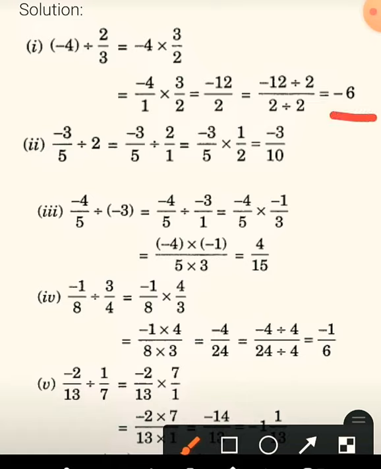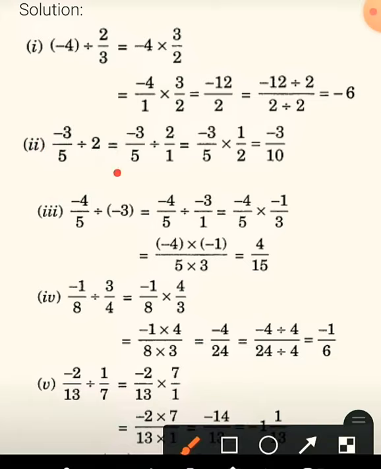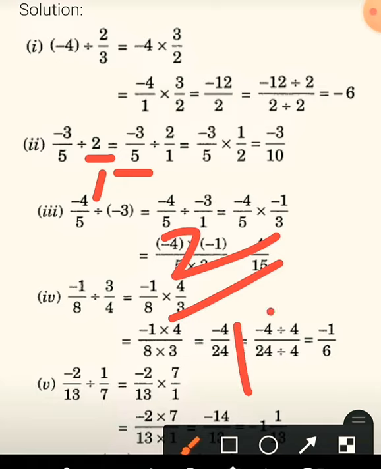Okay, now moving ahead with the second part. Second question is minus 3 upon 5 divided by 2. So again, as I told you, we have to change the sign and the next number which is given with the sign. Two things we have to change, sign and the next number. Okay, first part you don't have to change, that you don't have to change at any cost. Now minus 3 upon 5, instead of division, see here only 2 is there, so you can write it as 2 upon 1. Only 2 is given, there is no denominator, so you can take 2 upon 1 and then you can take its reciprocal.